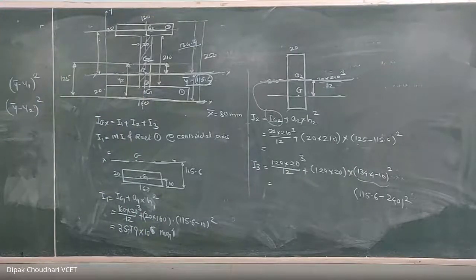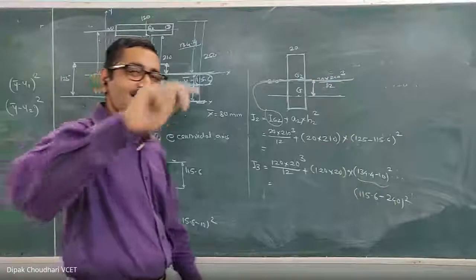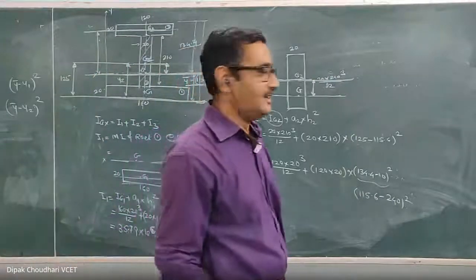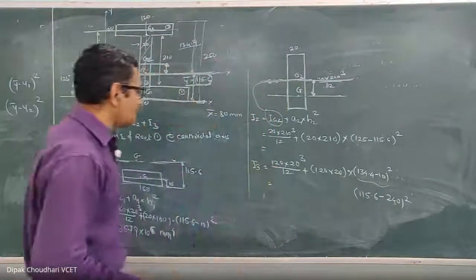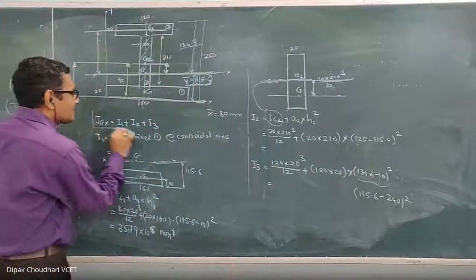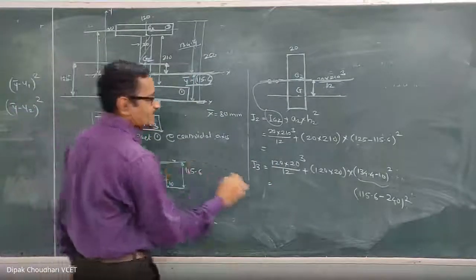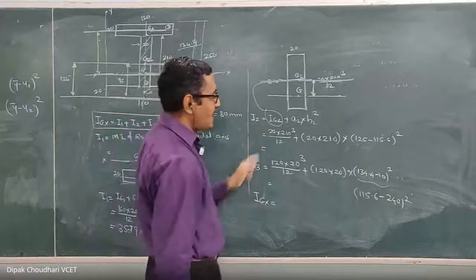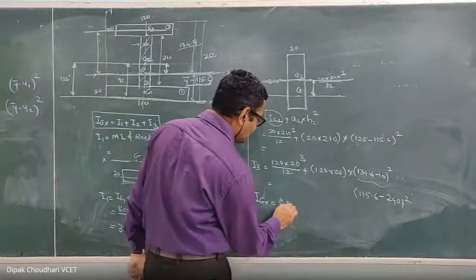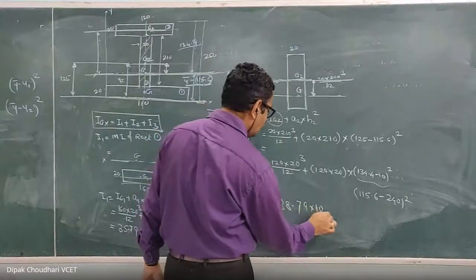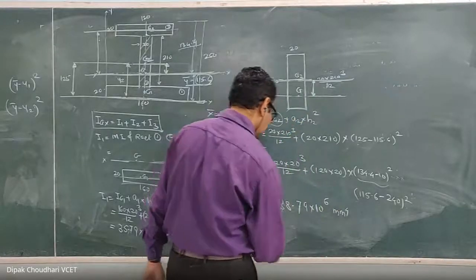Understood? It is just the parallel axis theorem, nothing else. Tell me the answer of I2, I3, then take the summation of these three and tell me the value of IGX. 88.79, sir. Final answer, direct. 88.79 into 10 raised to 6 millimeter raised to 4. This is the final answer.